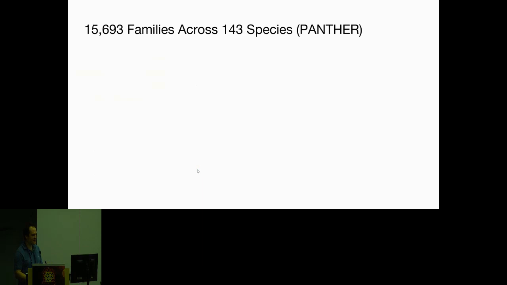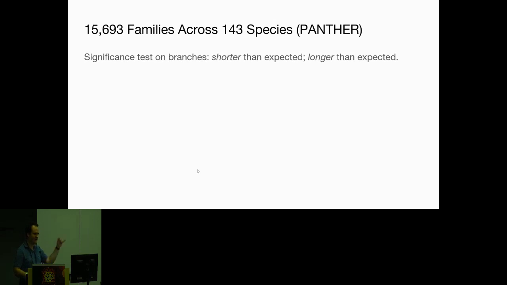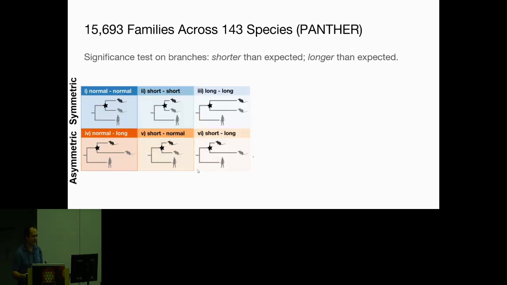Then across all of these, so more than 15,500 gene families across over 140 species, we can perform significance tests on the branches within the gene families to classify whether they are shorter than expected or longer than expected. Because under our model, we can define the expected branch length, and we look at the 5% per branch that are shorter, 5% longer. This allows us to classify into these 6 different categories, whether they're short, normal, long, which then correspond to symmetric and asymmetric evolution.